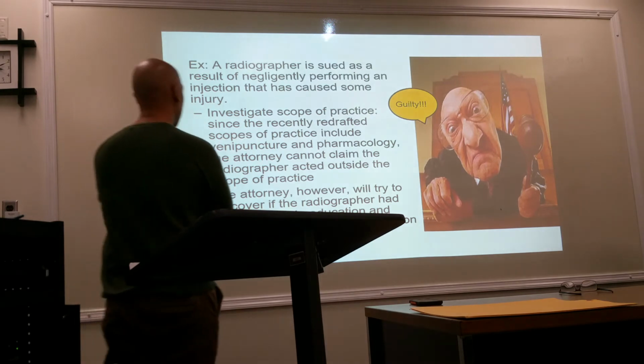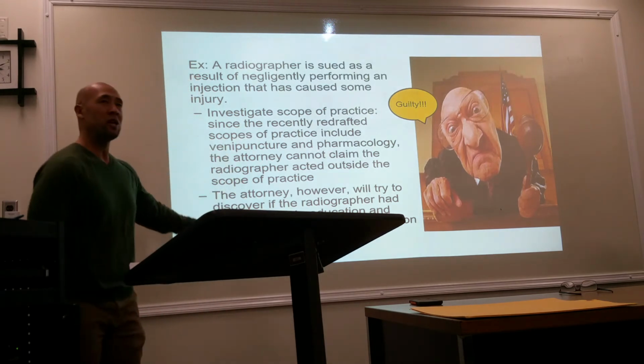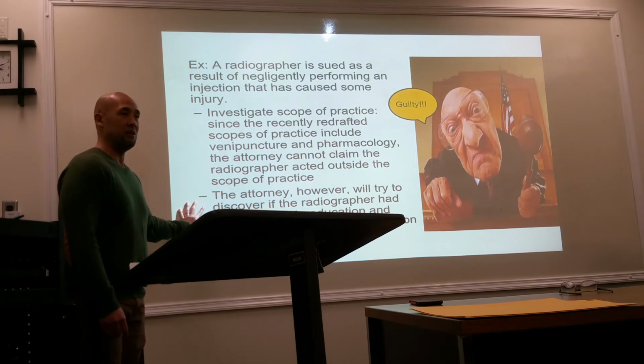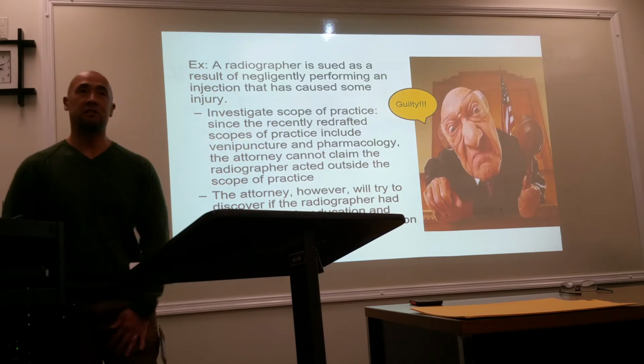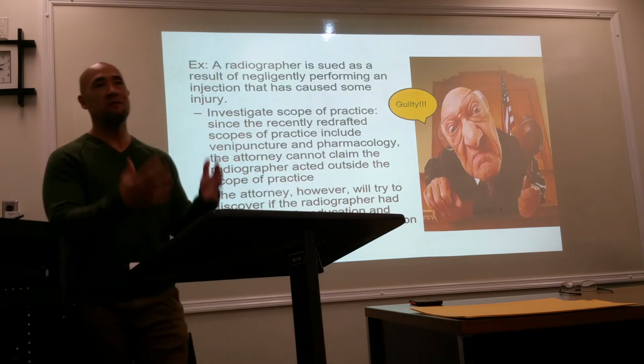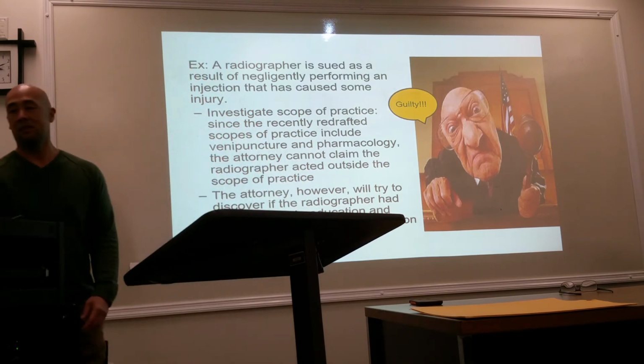Now, what they can do is find out whether or not you have the proper training and education to perform a proficient venipuncture. And they can get you on that and get you for negligence. Okay? But they can't get you for malpractice because it's part of your scope of practice. Okay?